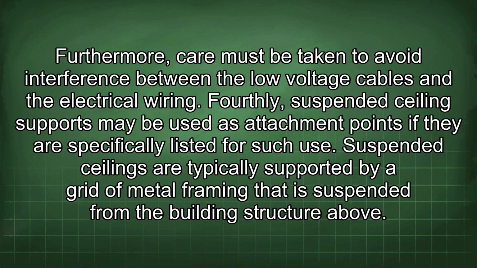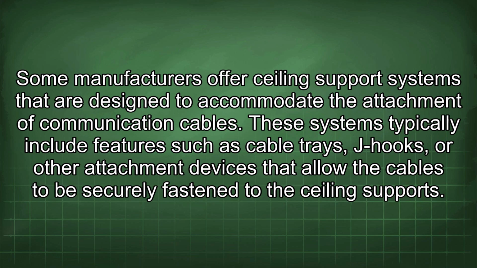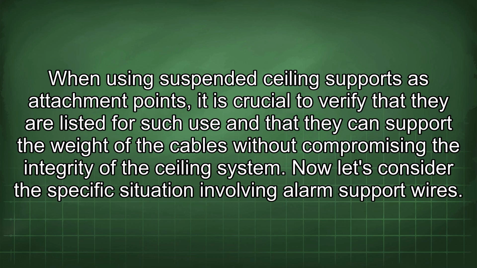Fourthly, suspended ceiling supports may be used as attachment points if they are specifically listed for such use. Suspended ceilings are typically supported by a grid of metal framing that is suspended from the building structure above. Some manufacturers offer ceiling support systems that are designed to accommodate the attachment of communication cables. These systems typically include features such as cable trays, J-hooks, or other attachment devices that allow the cables to be securely fastened to the ceiling supports. When using suspended ceiling supports as attachment points, it is crucial to verify that they are listed for such use and that they can support the weight of the cables without compromising the integrity of the ceiling system.